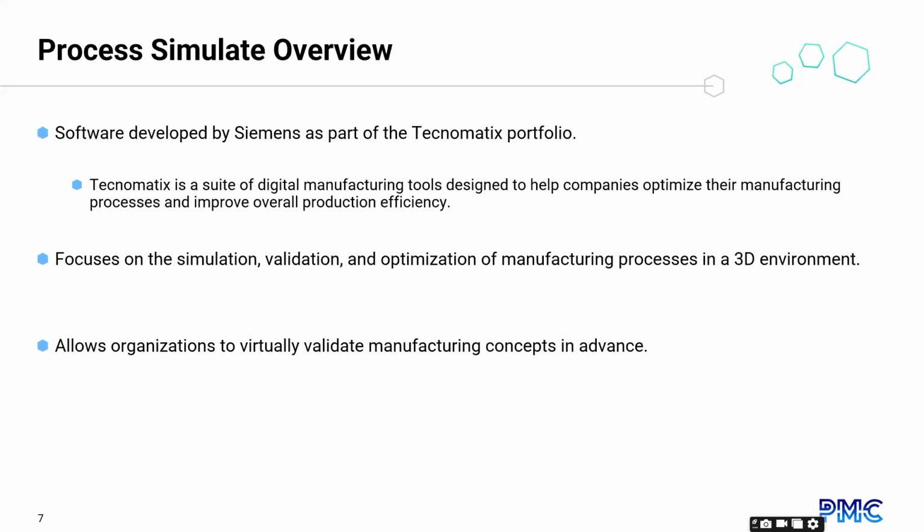Process Simulate is a digital manufacturing solution that allows us to build, test, optimize, and validate a 3D manufacturing environment, and to perform simulations of industrial robots and humans in their workplace. It allows organizations to virtually validate manufacturing concepts in advance. In other words, we spend more time in the planning phase with the simulation so that when installing a new production line or changing an existing process, no problems arise.